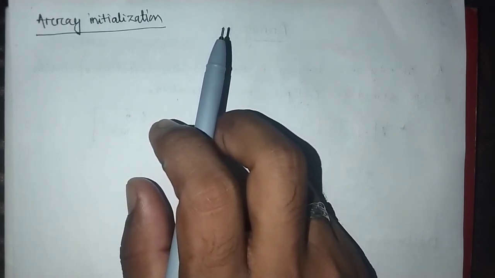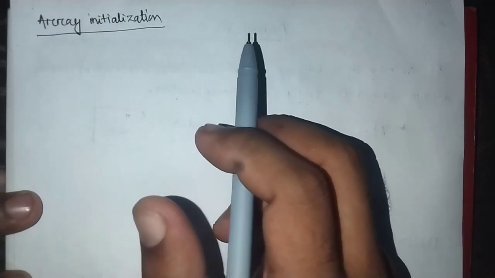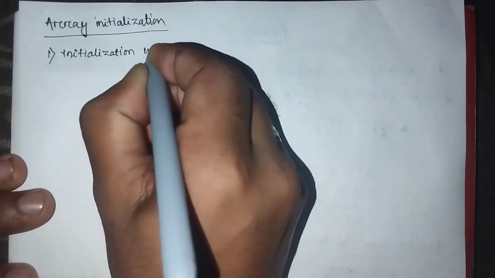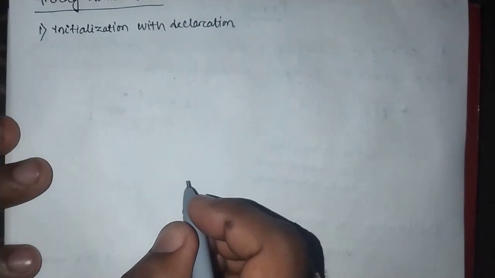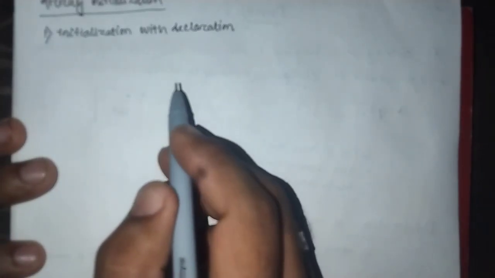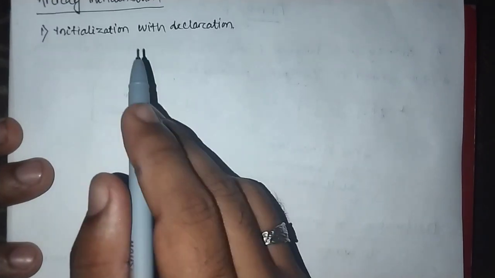First of all, come to array initialization with declaration. One by one we will cover all the types of declaration and initialization. The first one is initialization with declaration. In this, we initialize the array along with its declaration. We use an initializer list to initialize the multiple elements of the array. For this, we will use curly brackets.